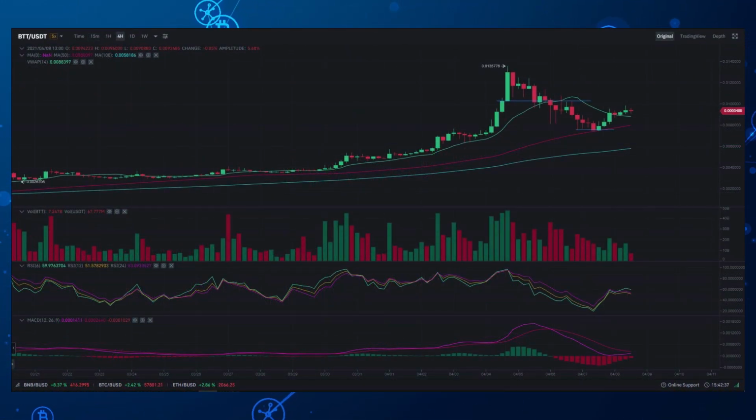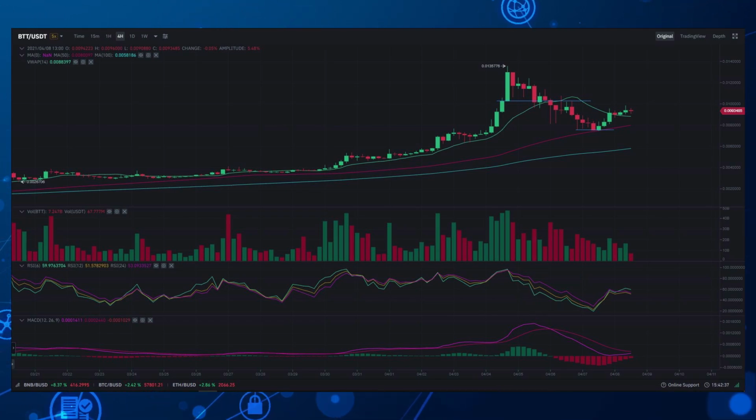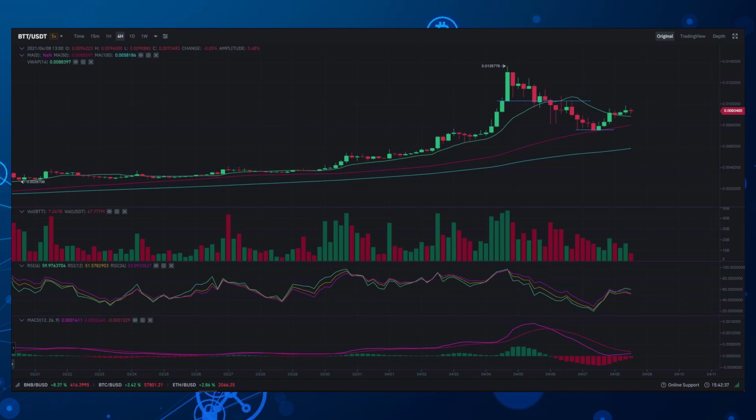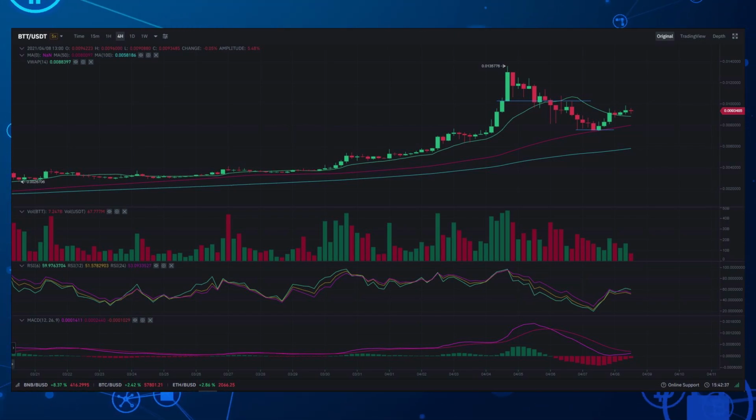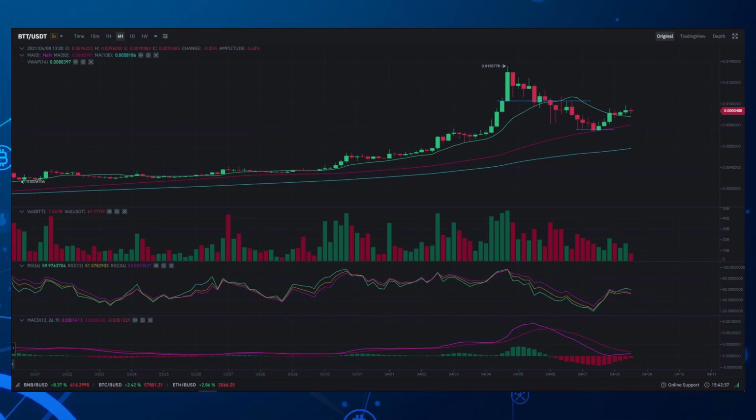I want to note that the 50-day moving average was tested and rejected when it was tested at 0.0074. This does confirm the momentum has been shifting from bearish to bullish. So be mindful of how the 50-day moving average reacts to the price if it intersects again. And looking at this chart, you can see that BitTorrent is making higher highs.